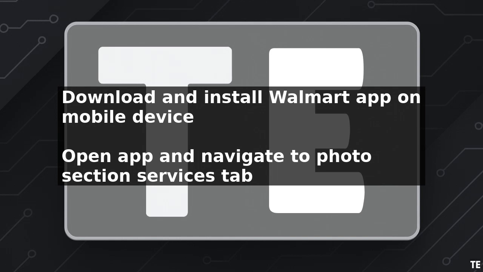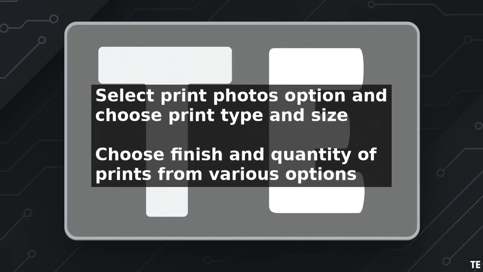Next, select the Print Photos option and choose the type of print you want to order. You can choose from a variety of print sizes, including 4x6, 5x7, and 8x10. You can also select the finish and quantity of the prints.